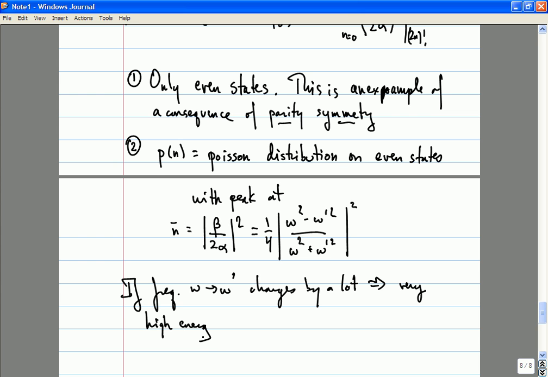Let me state that again. It says that if you start in a state with nothing there, you're in the ground state, lowest possible value of energy, you suddenly change the frequency of the harmonic oscillator, then you end up in a state with a lot of energy. Okay. Let's consider the universe.